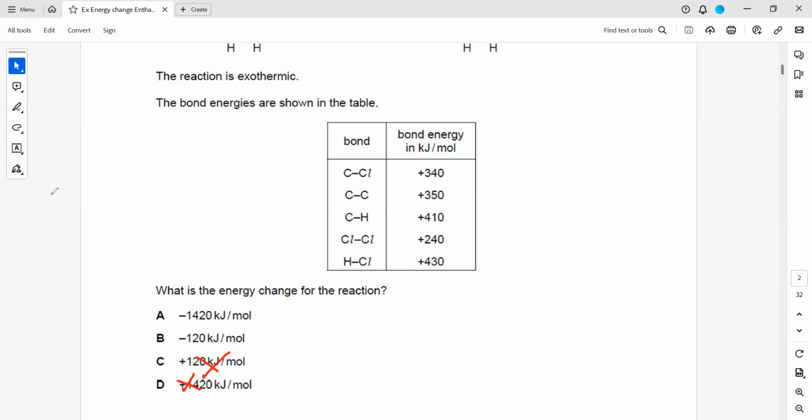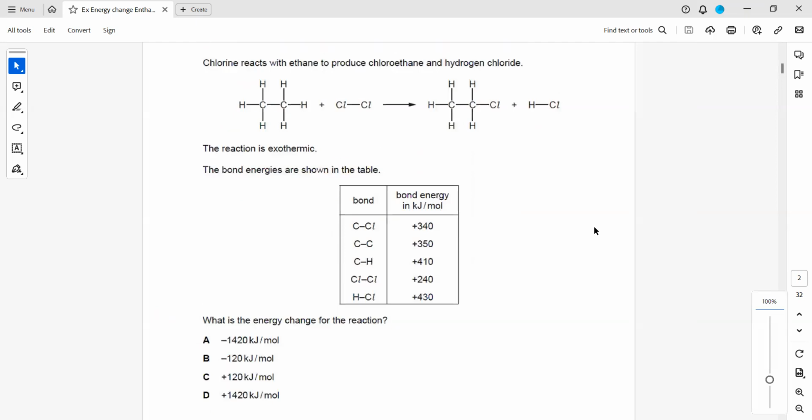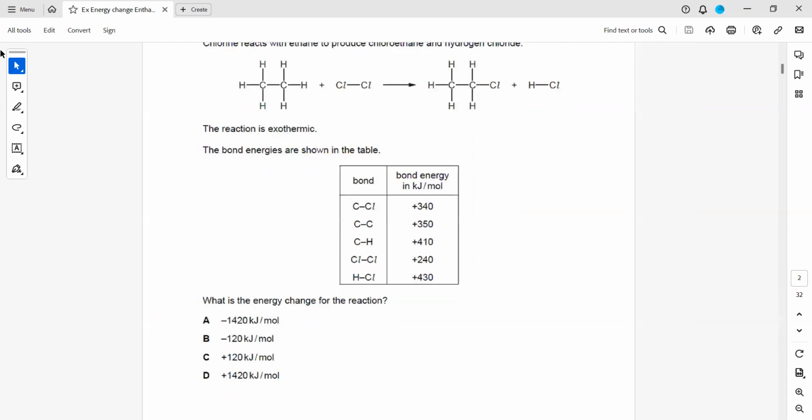So how to work it out? The bond energies are given to us. We'll just substitute. The reactant side is the bond breaking side, and the product side is bond forming. First, we identify how many bonds are broken. For C-H: 1, 2, 3, 4, 5, 6. So here I'm writing the bond breaking side. There are 6 C-H bonds, carbon and hydrogen bonds.